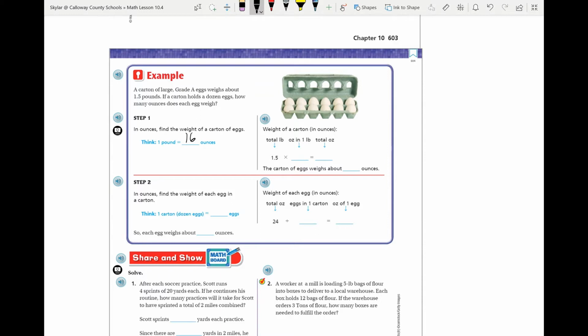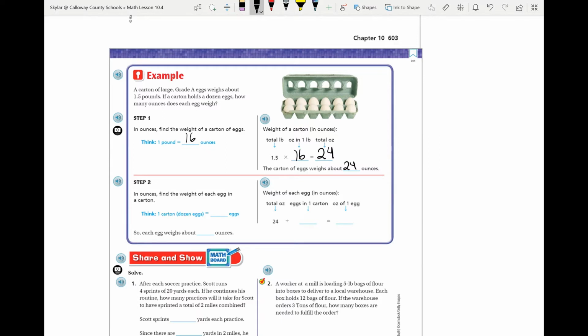So we have 1.5 times 16. That's the same as 1.5 times 16. So it's going to give us 24. 1/2 of 16, or 0.5 of 16 is 8. 16 times 1 is 16. Add those together, you got your 24. So altogether, we've got 24 ounces.